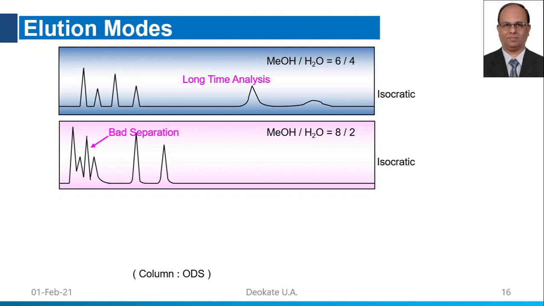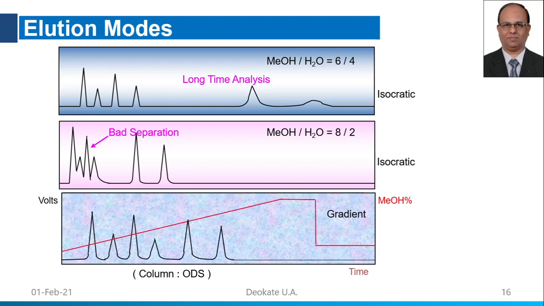So what is the basic difference between gradient and isocratic systems? In an isocratic system, it requires a long time to get the separations, and many times bad separations are possible if you are using an isocratic system. But if you are using a gradient system, where the proportion of the B component in the mobile phase is changed during the process of elution, you will get intense, well resolved peaks, and the separation is within a short period of time, giving a good quality of separation.